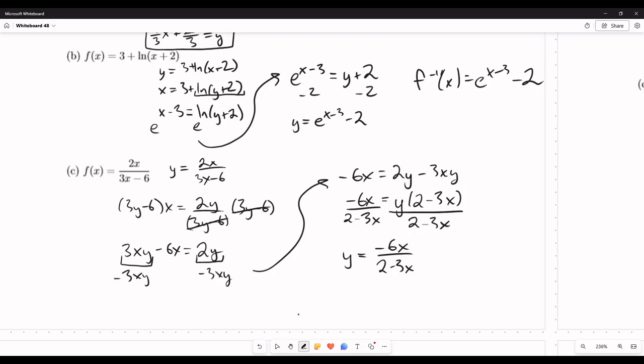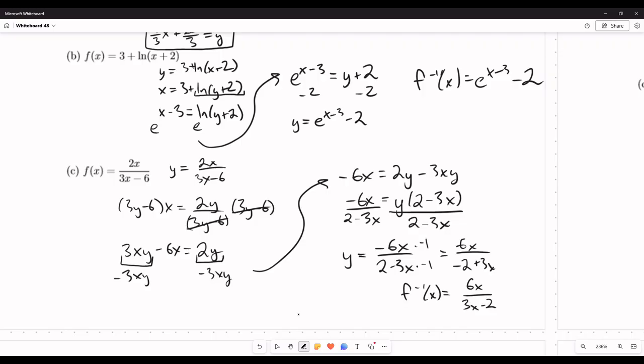I'm going to do something a little picky. I don't like having this negative up here and a negative in front of the x there. So what I could do is multiply both sides by negative 1. This is totally unnecessary, but I'm going to do it just to clean up my answer. That will get me 6x over negative 2 plus 3x, which I could then rewrite as 6x over 3x minus 2, which is a little bit nicer. And that is going to be my inverse function.